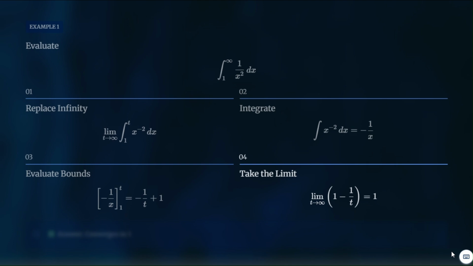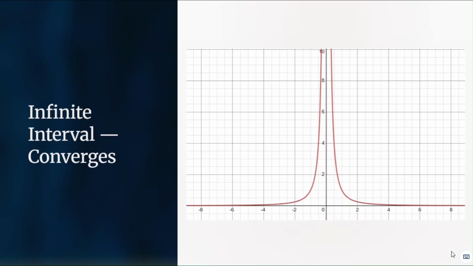Finally, we can take the limit. As t approaches infinity, negative 1 over t will approach 0, plus 1, so that will simply be equal to 1. So in this case, it converges to 1. As the interval stretches to infinity, the total area under the curve remains finite, which is 1.